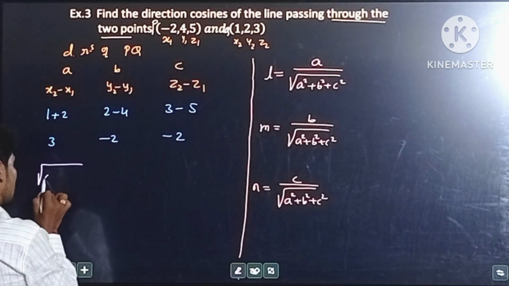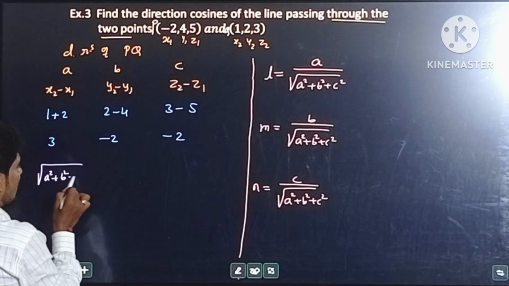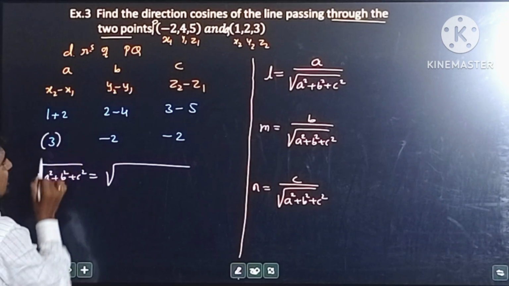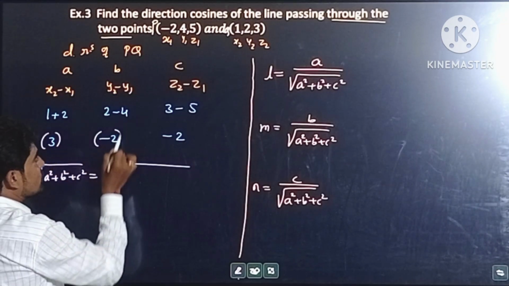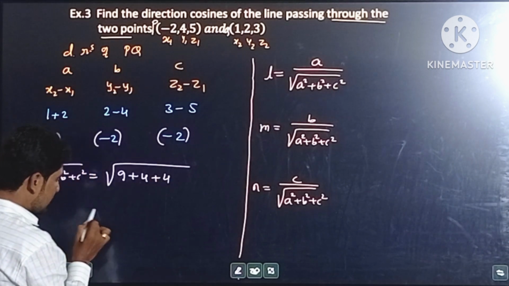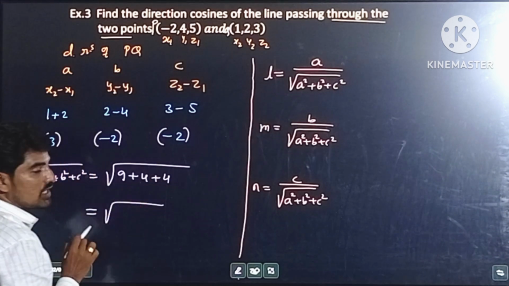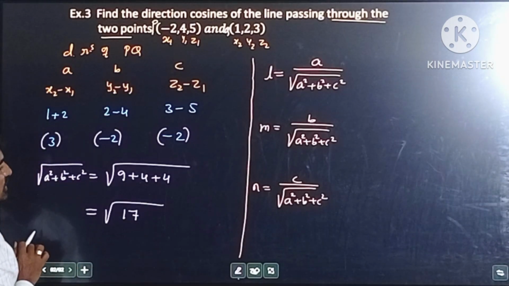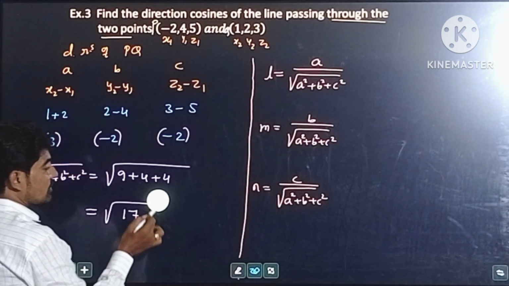Therefore, the value of root a square plus b square plus c square is equal to the square root of 3 square is 9, minus 2 square is 4, and then minus 2 square is also 4, which is equal to 9 plus 4 is 13, 13 plus 4 is 17. Therefore, the value of root a square plus b square plus c square is root 17.